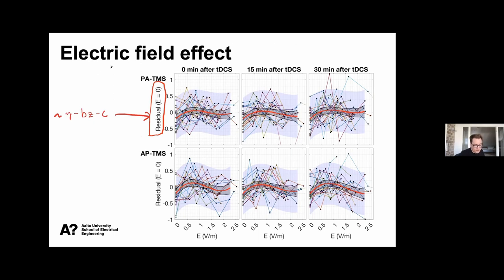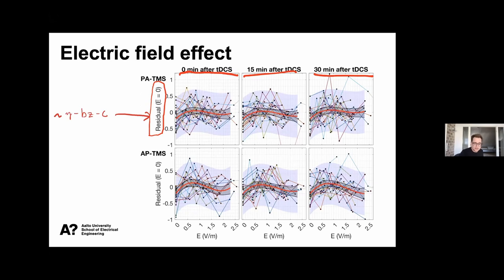So on the top row, you can see the MEP amplitude changes as a function of electric field for the posterior-anterior TMS. On the bottom row, you can see the changes in MEP amplitudes for anterior-posterior TMS. The columns are the time points after tDCS. By visual inspection, you can see that the curves for all of these boxes look similar. And the same can be confirmed by statistical testing, according to which there is no effect of the TMS direction or of the time point after the tDCS on the effect of the electric field.